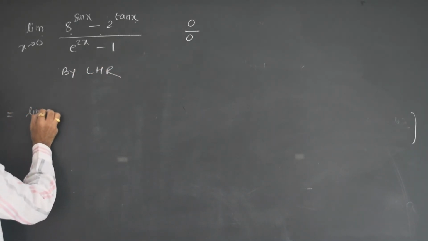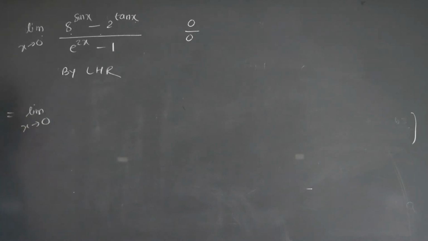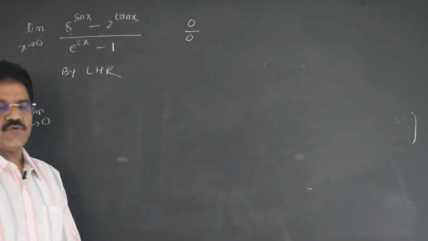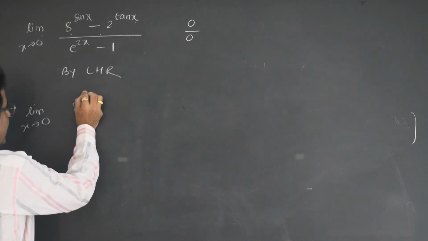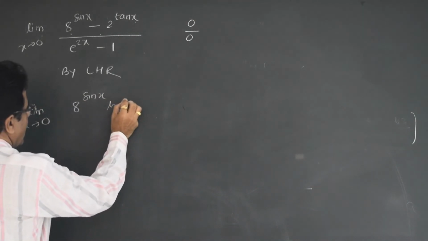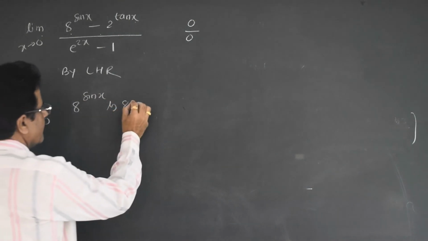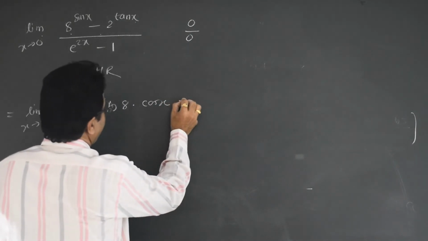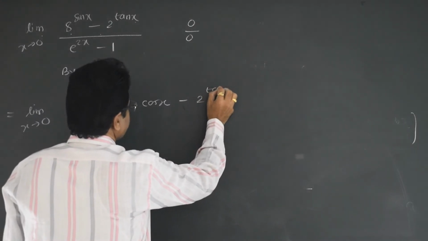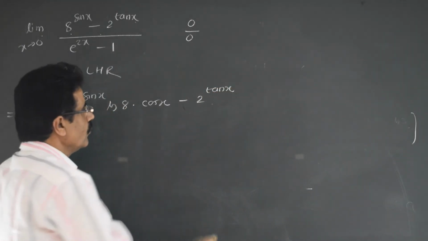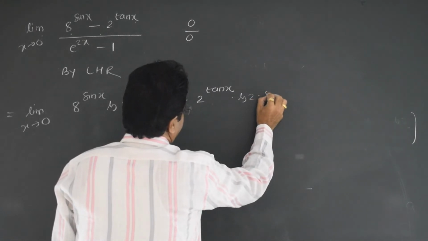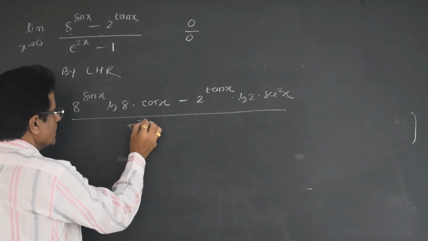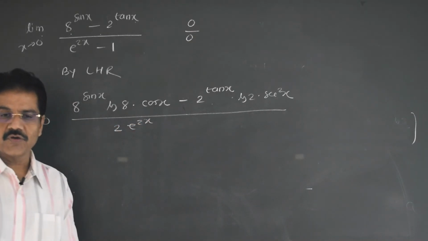So let us take the derivative of the term one by one. 8 raised to sine x means it is in the form of a raised to x. So derivative is 8 raised to sine x multiplied by log of 8, and also we have to multiply derivative of sine x, which is cos x, minus derivative of 2 raised to tan x is 2 raised to tan x into log 2 multiplied by sec square of x, and whole upon derivative of e raised to 2x is e raised to 2x upon 2.